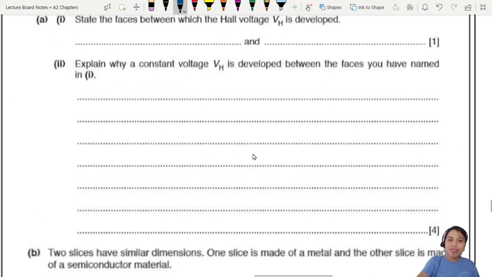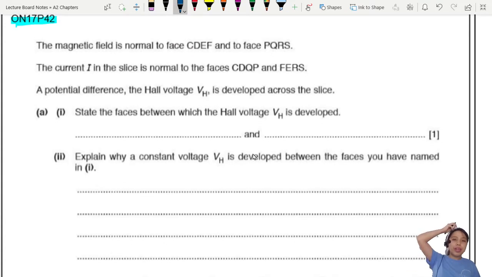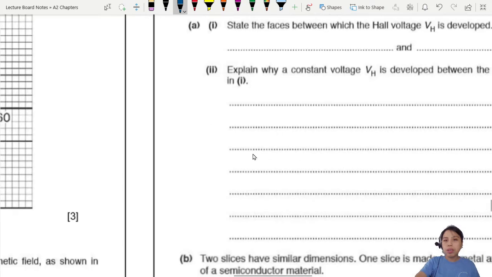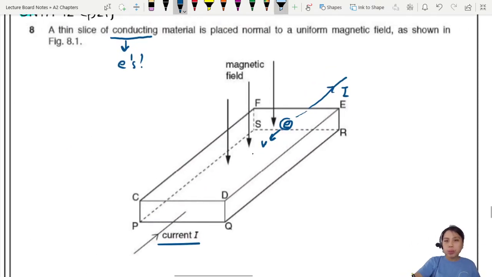Let's explain first. Magnetic field is normal to face CDEF and face PQRS. They're describing the diagrams. Current in the slice is in a certain direction. A potential difference is developed across the slice. State the faces between which the Hall voltage is developed. Between which two faces? So we have to go back here.